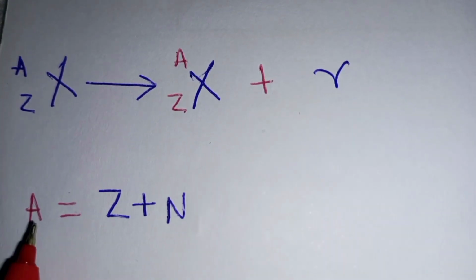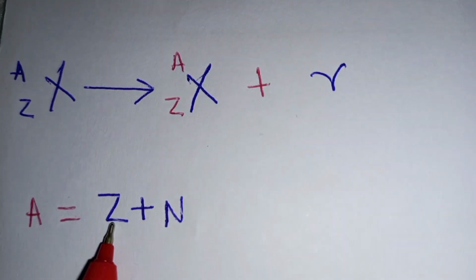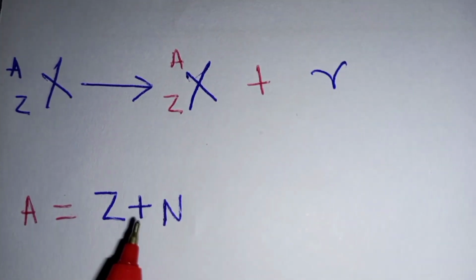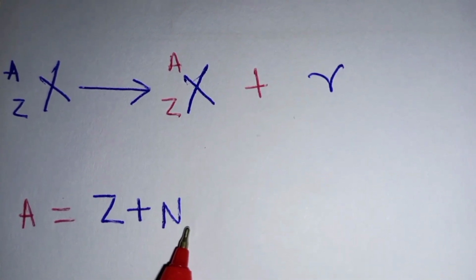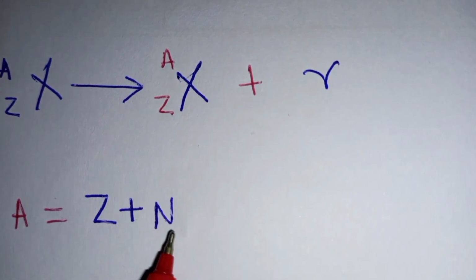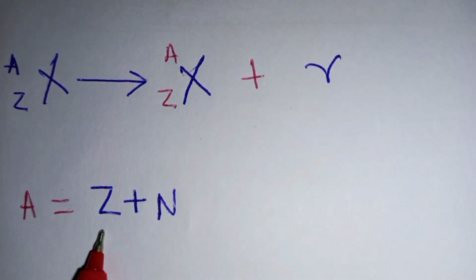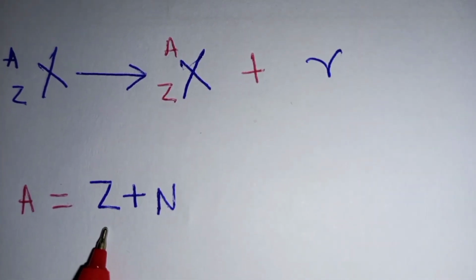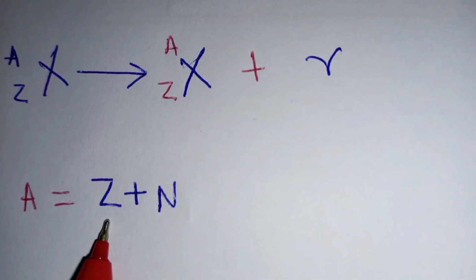In our consideration here, mass number is given by atomic number plus number of neutrons, or in other words, protons plus neutrons give us mass number. So mass number is the sum of the protons and the neutrons within the nuclide of an atom.